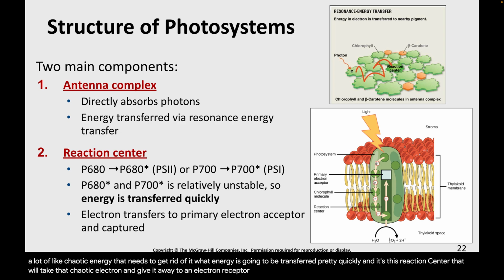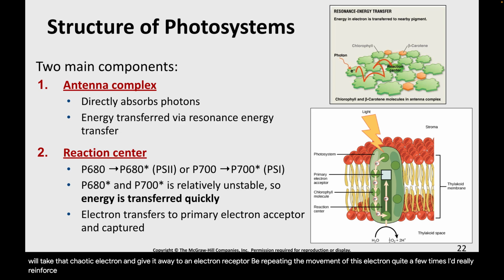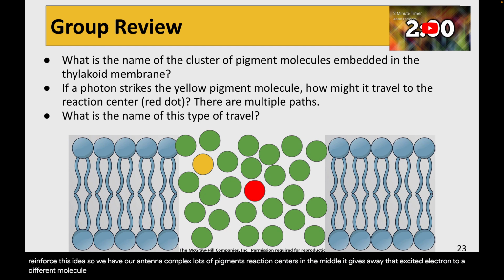I'm going to be repeating the movement of this electron quite a few times to really reinforce this idea. So we have our antenna complex, lots of pigments, the reaction center's in the middle. It gives away that excited electron to a different molecule. All right, so we have pigments in the middle here, embedded in a membrane. I want you to answer these three questions.